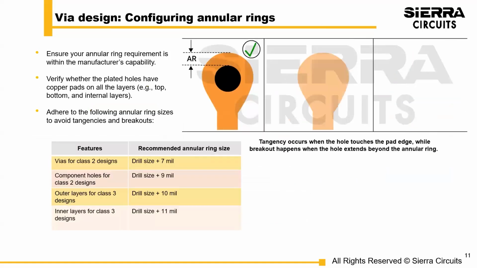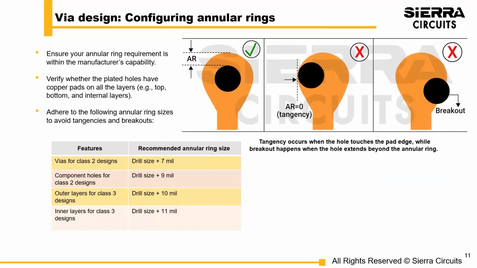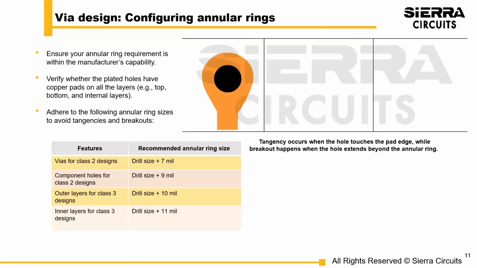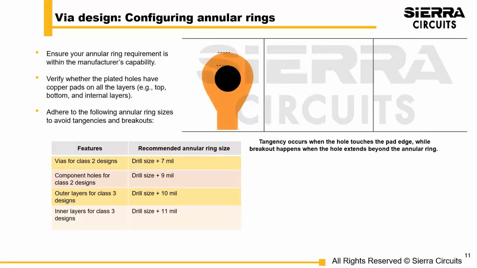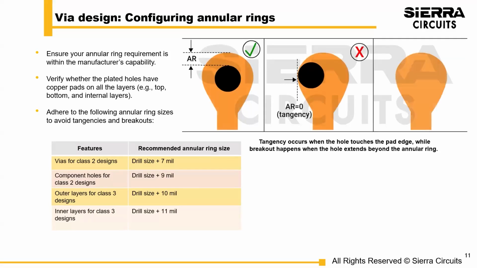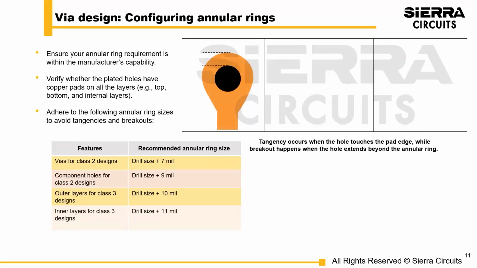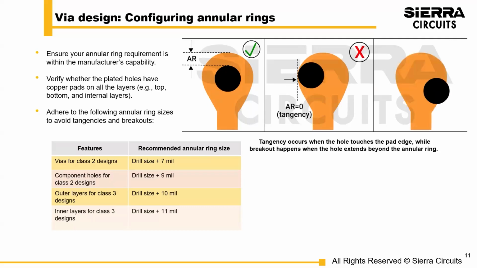When you're designing plated holes, it's important to watch out for tangency and breakout issues. Tangency occurs when the hole touches the pad edge, while breakout happens when the hole extends beyond the annular ring. To avoid these problems, ensure your annular ring requirement is within the manufacturer's capability. You can verify whether the plated holes have copper pads on all the layers. Adhere to these annular ring sizes to avoid any kind of tangencies and breakouts.